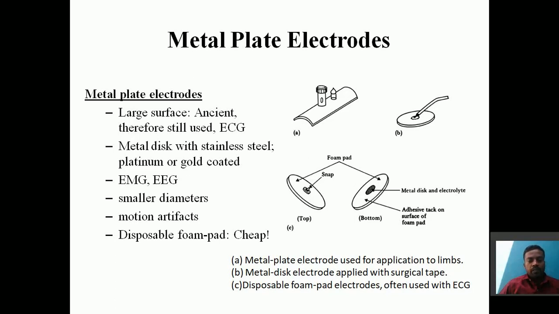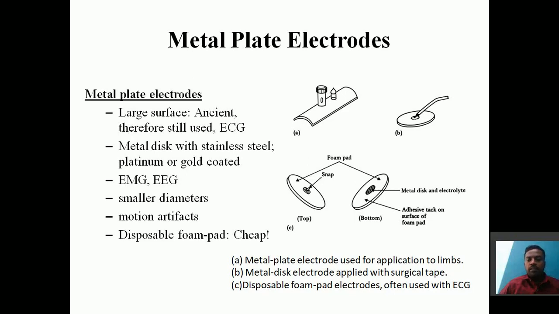The metal plate electrodes have a very large surface, so the area of the electrode is very high. This was mainly used in olden days. Nowadays we use much smaller electrodes. In the beginning, in medical applications, they used this type of electrode, the metal plate electrode, mainly to measure electrocardiograph. Second, the metal disc electrode with stainless steel.